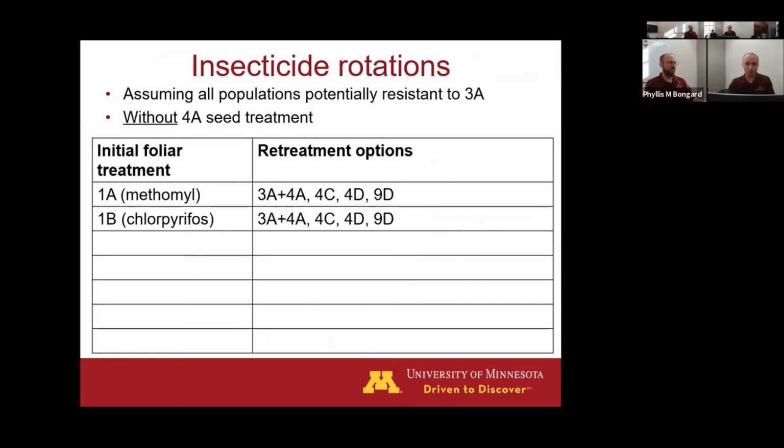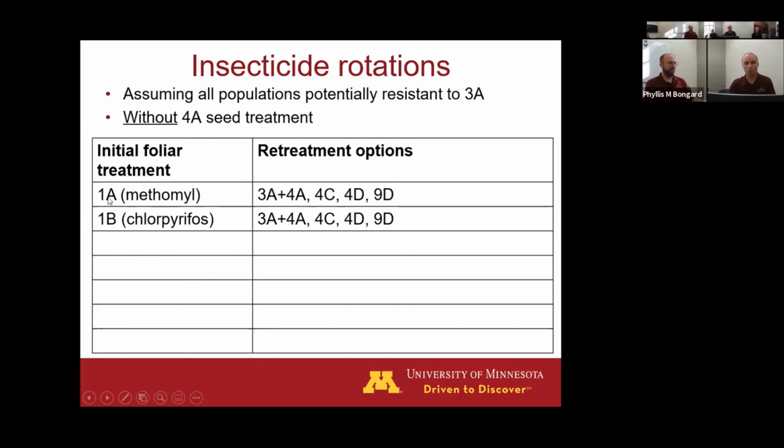Thinking about insecticide rotations, let's first think about a scenario where we planted soybean seed with no neonic seed treatment. In this case, we're assuming the aphid populations probably have resistance to the pyrethroid insecticides. We're not going to be looking at using the pyrethroids for our first foliar insecticide application. So this first column would be, what options do we have for that first foliar insecticide option? And then if we need to come back in and treat that field again, if we had a failure or recolonization by the soybean aphids, what options could there be?